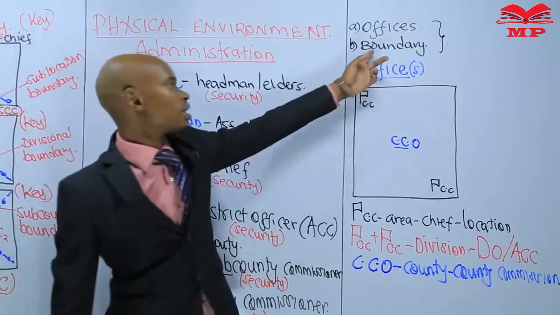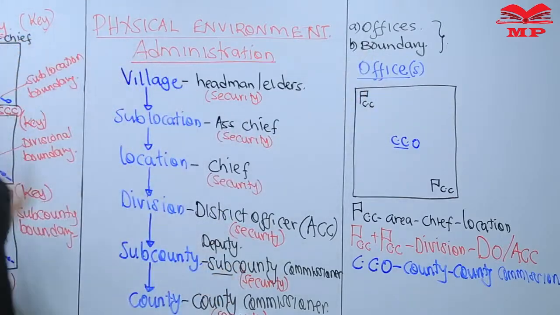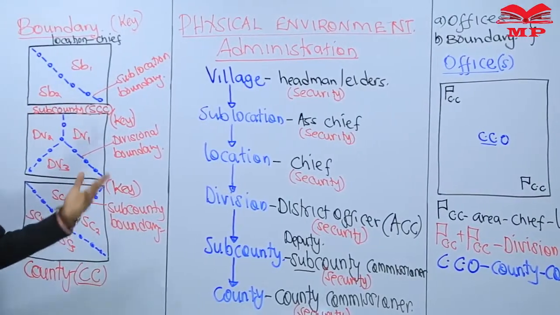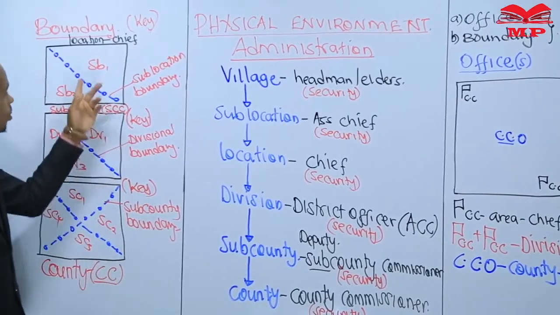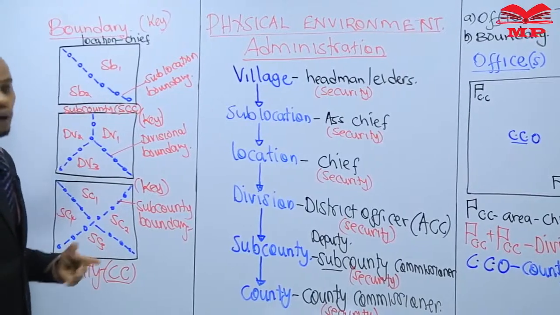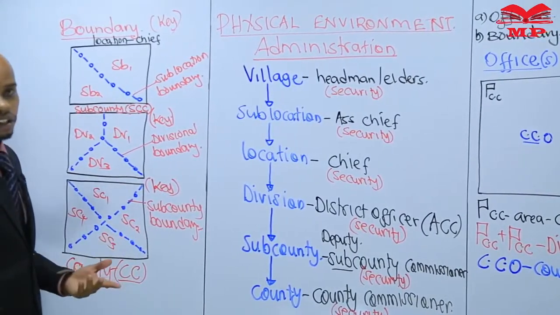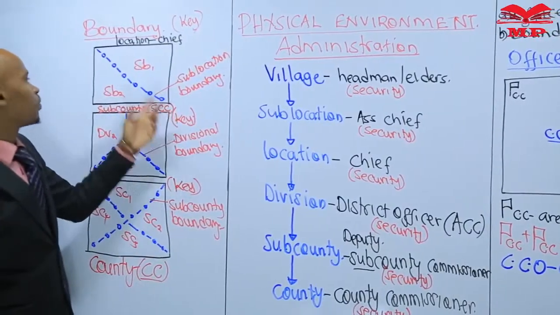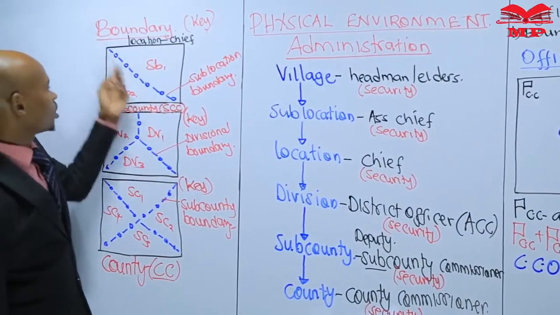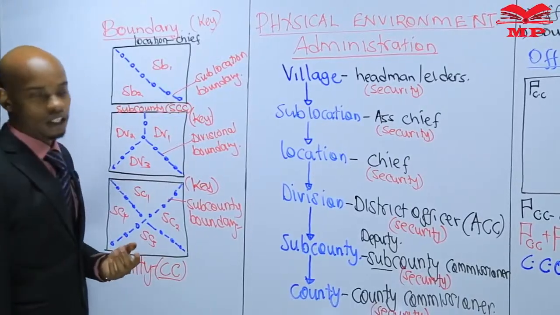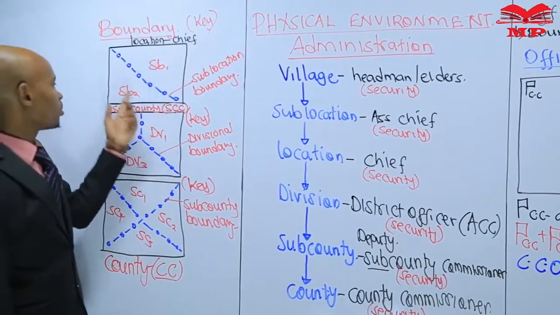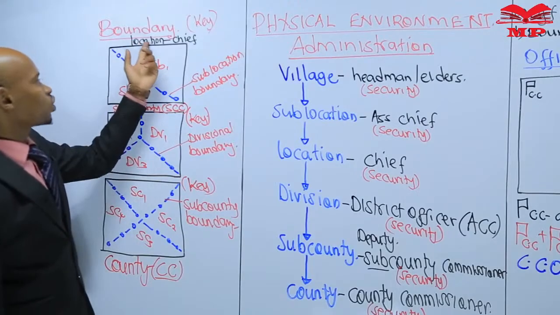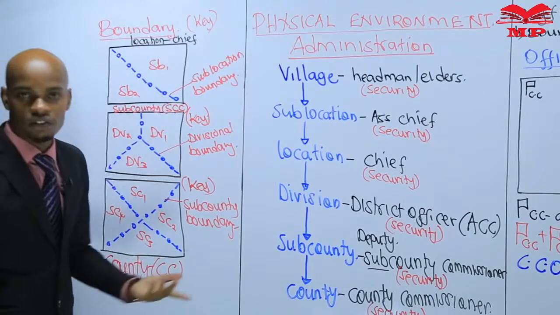And when we are using the boundary, we have said the main point is, first of all, identifying which boundary it is. Where will you get that interpretation from? From the key. So we have said, for instance, example number 1, this was a sublocation boundary, meaning this one is sublocation 1, sublocation 2. Many sublocations will make a location, and a location is headed by a chief.